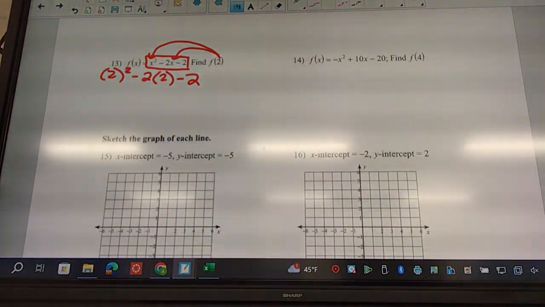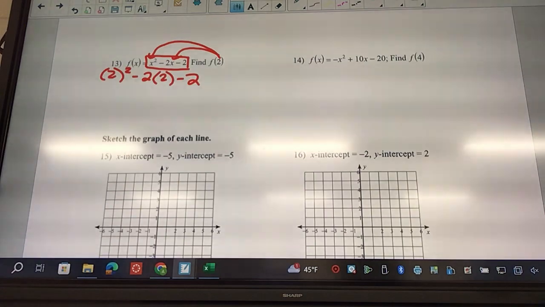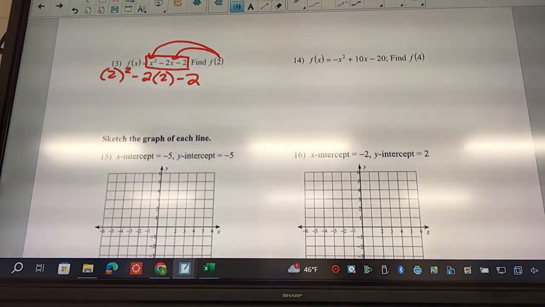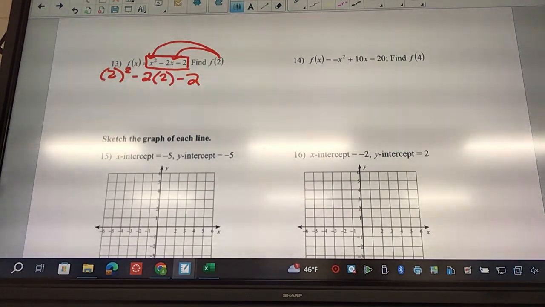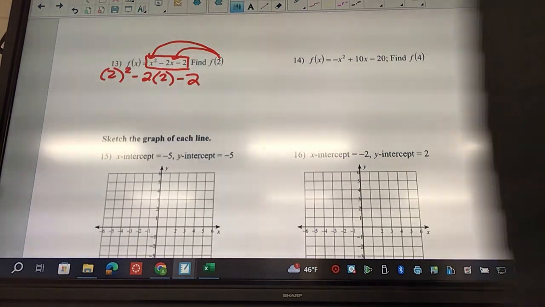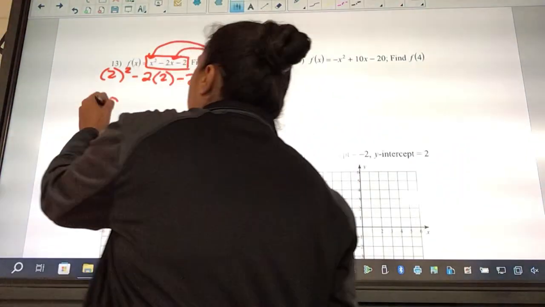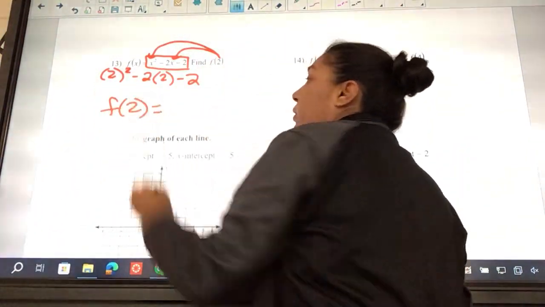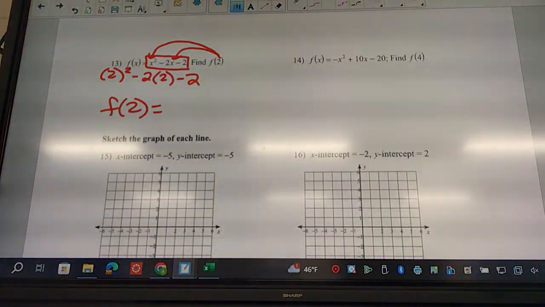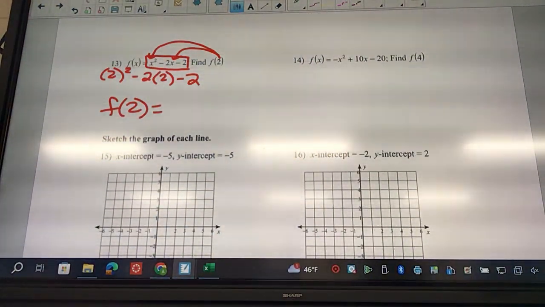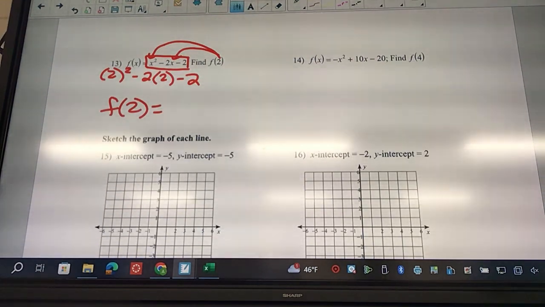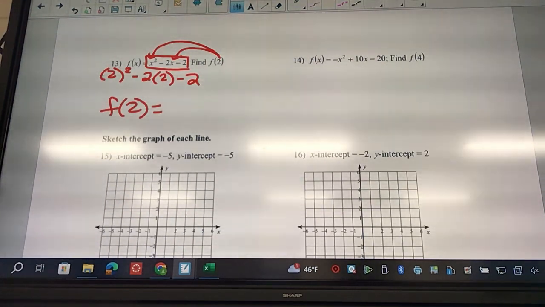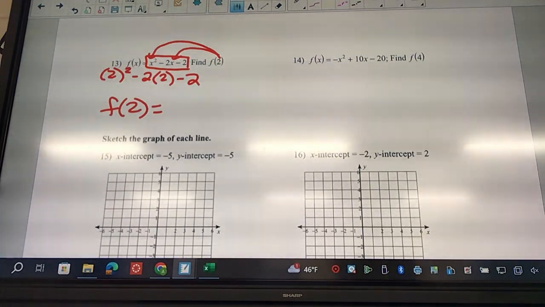So it should look like parentheses 2 squared, and I would definitely write that down on your paper. That way you know how to do it when it's your day of the test. -2 times -2 minus 2. So if you plug all that in, you're going to get f of 2 equals, because we always put whatever we plugged in, equals, what did you get? I feel like it should be -2. Is it -2? Yes. Okay.